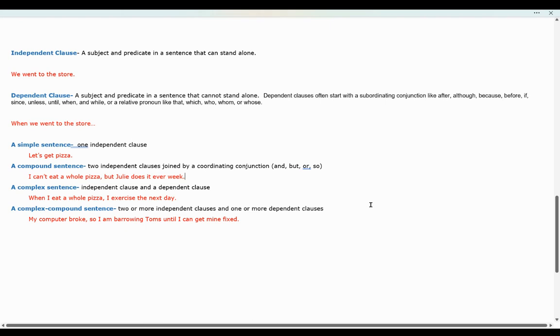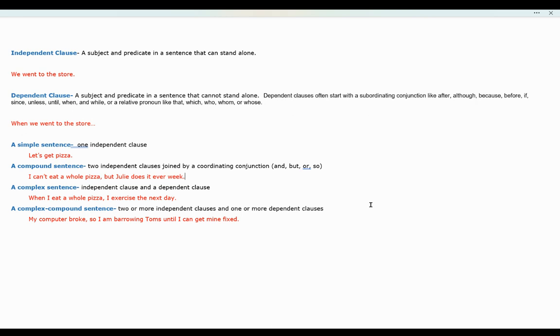Let's look at the differences between independent and dependent clauses to help us understand the differences between a simple, compound, complex, and complex compound sentence. An independent clause is a subject and a predicate in a sentence that can stand alone. So it's just a simple, complete sentence. We went to the store. Subject: we. Predicate: went to the store.